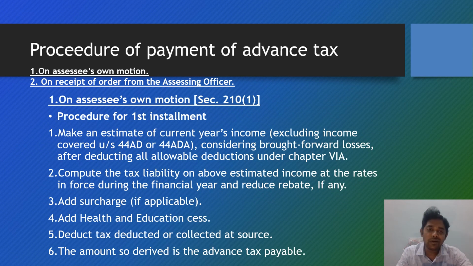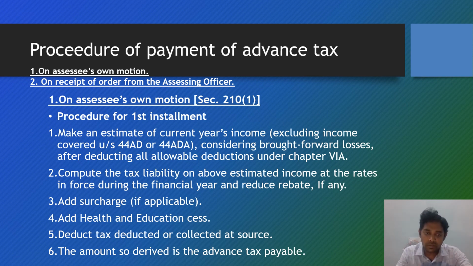Procedure for payment of advance tax. Two types of procedures are seen: on assessee's own motion or on receipt of order from the assessing officer. Let us see the assessee's own motion dealt under section 210. The procedure for first installment: make an estimate of current year's income excluding the income covered under section 44AD or 44ADA, considering brought forward losses, after deducting all allowable deductions under chapter 6A, which were discussed in the previous slides.